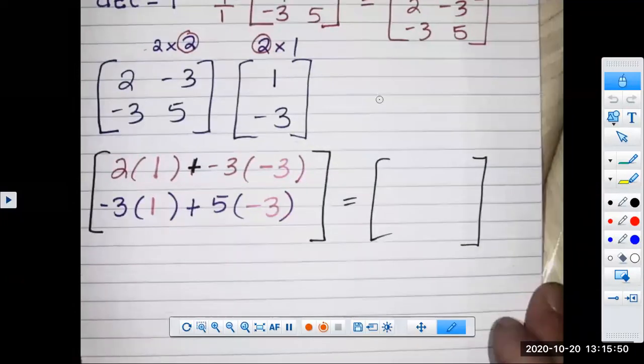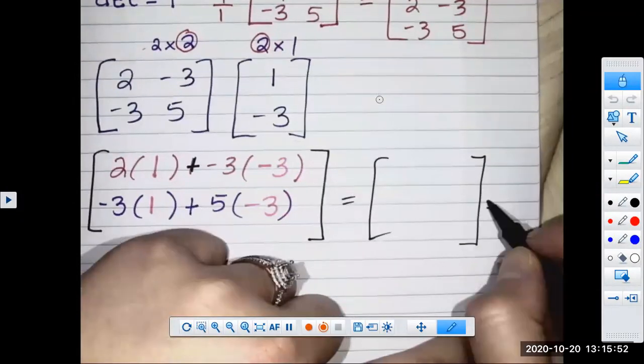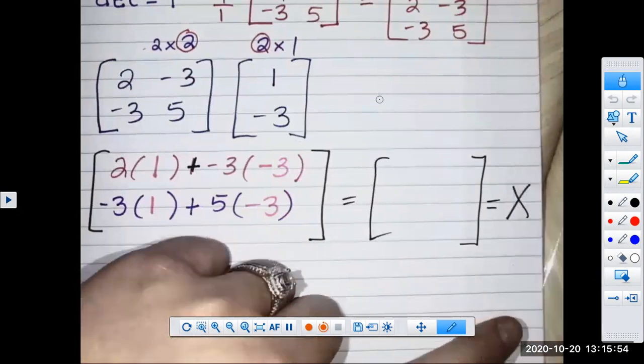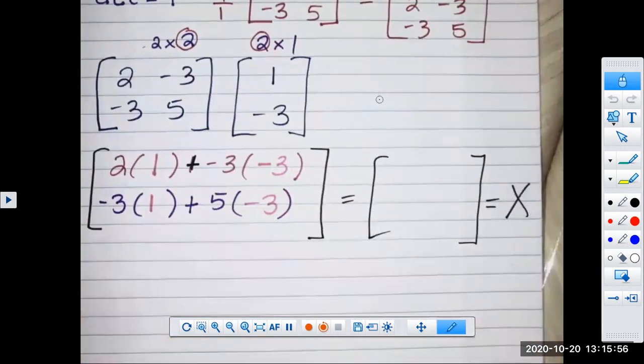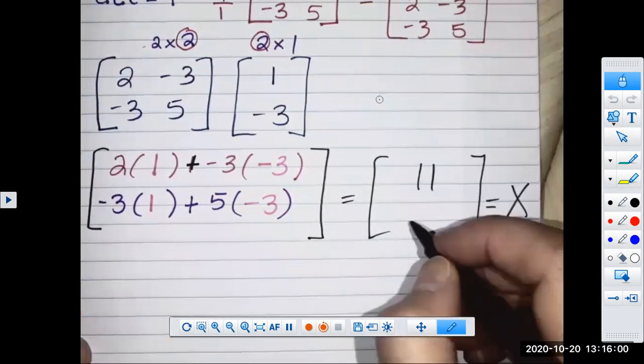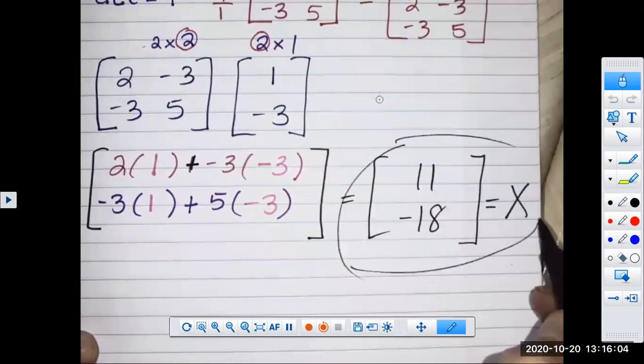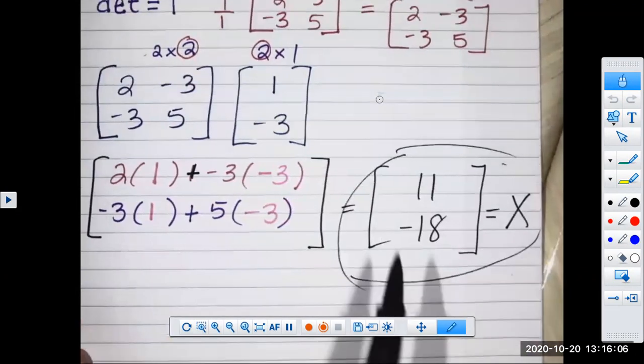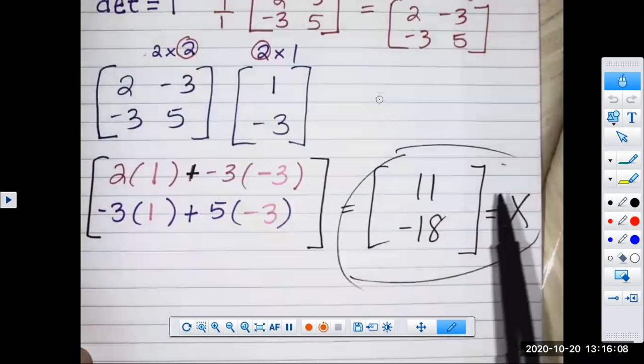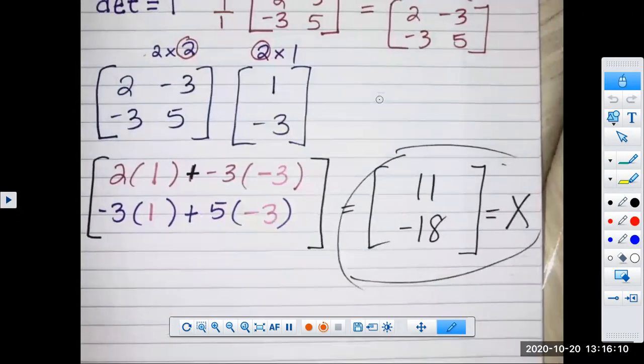What do you get for that top? What are both your numbers? 11, -18. And that's matrix X. And we said that it should be a 2 by 1, and it is. So the math involved in this is not hard, but it can get long.